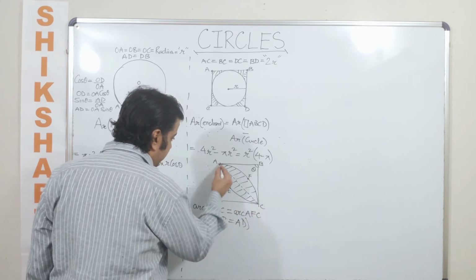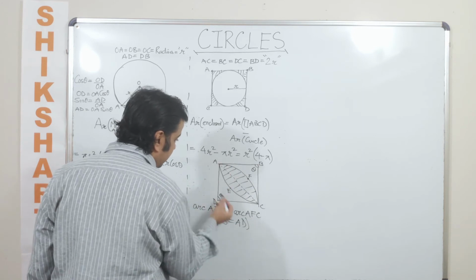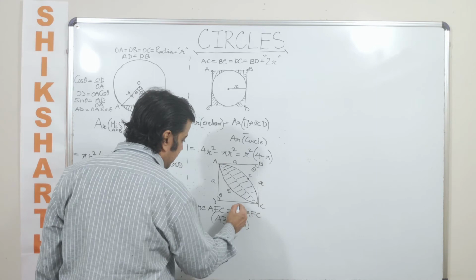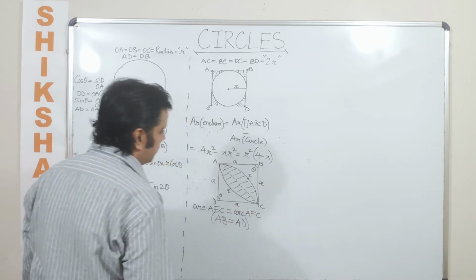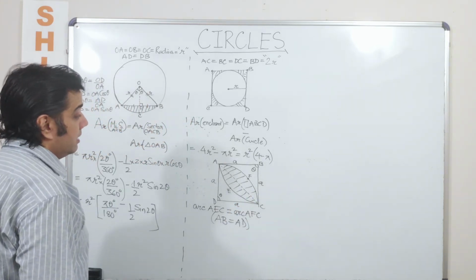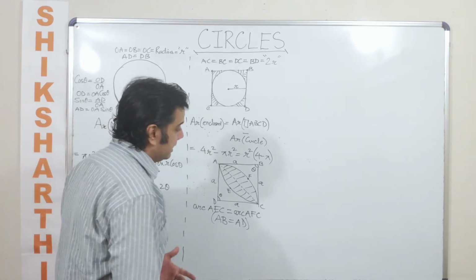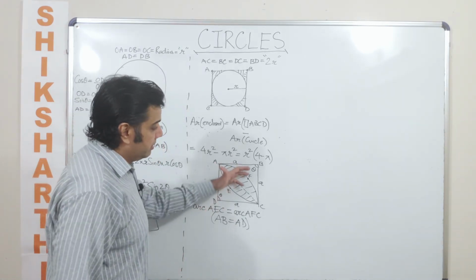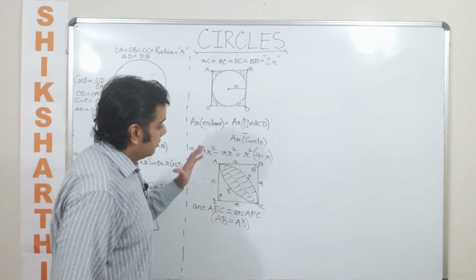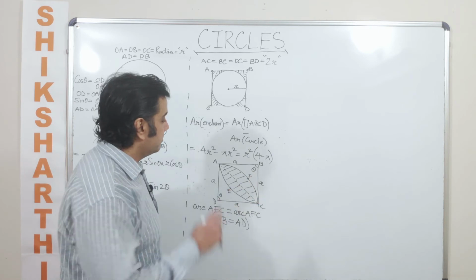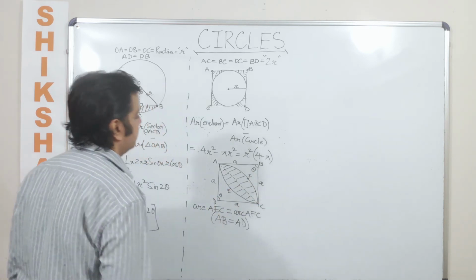Now since I know that this length is equal to this length, in that case all these lengths I am assuming to be A. So this figure becomes what? A square. Does it become a square? Not necessarily true. It will be a rhombus. The rhombus becomes a square only when we say that this theta becomes equal to 90 degrees.